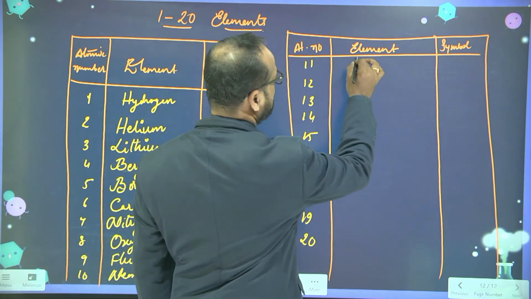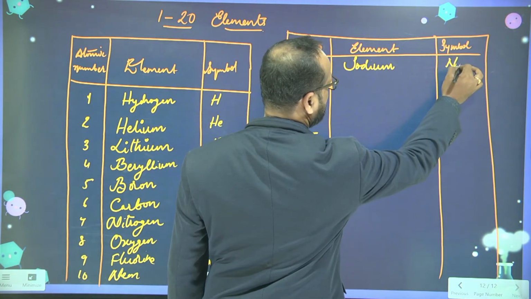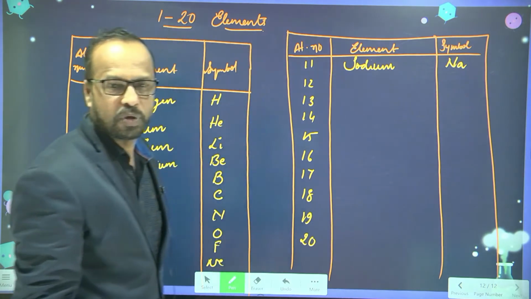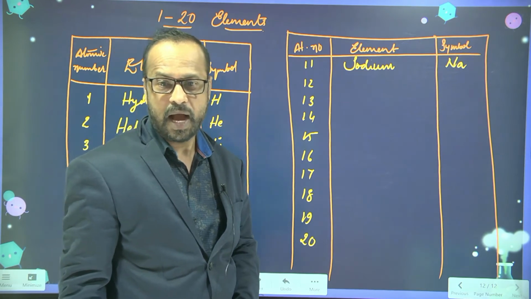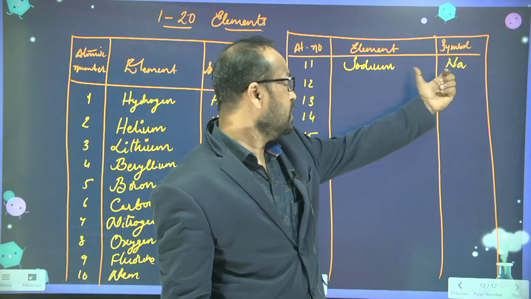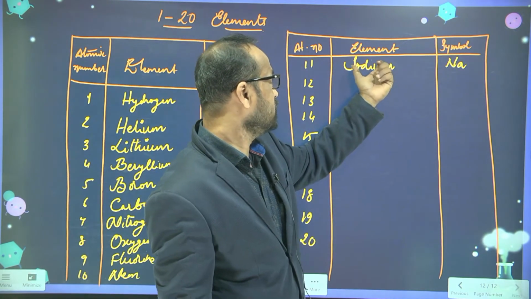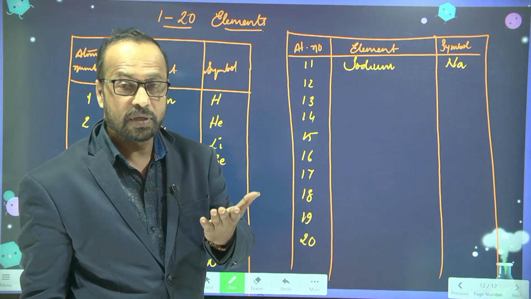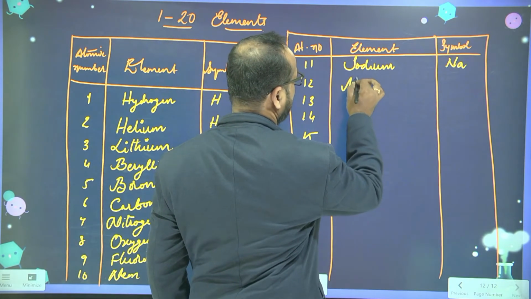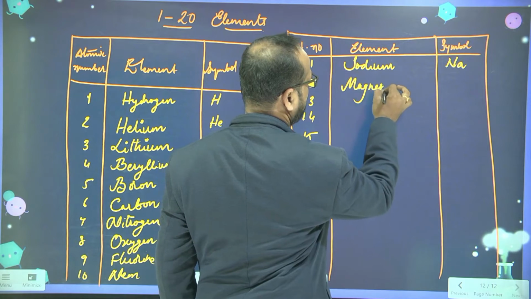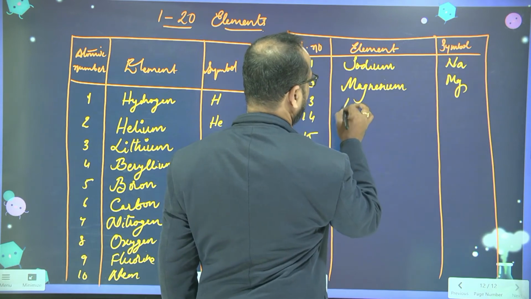The 11th element is sodium, students. About sodium, I already discussed in the last class why its symbol is Na. Sodium starts with S-O, but the symbol is given as Na. Why? Do you remember? I told you that the sodium symbol is given after its name in the Latin language. What is the sodium name? Natrium. Right? Now, next is what? Magnesium, symbol is Mg. Aluminium.